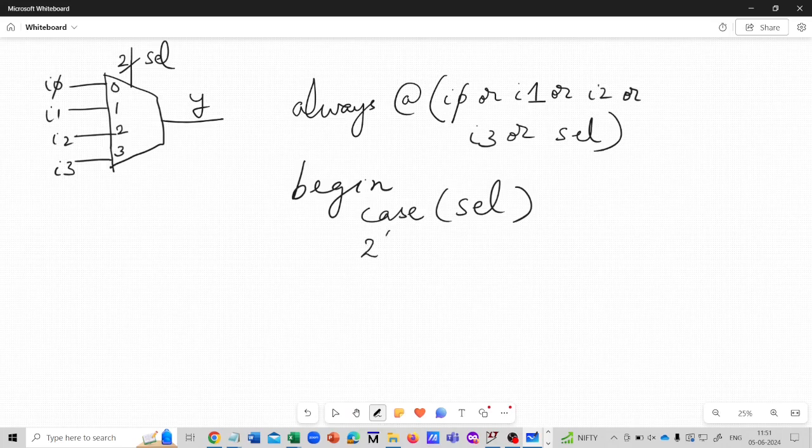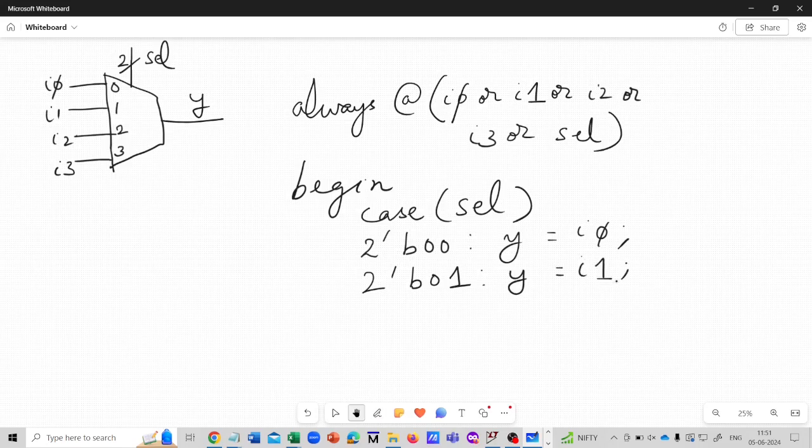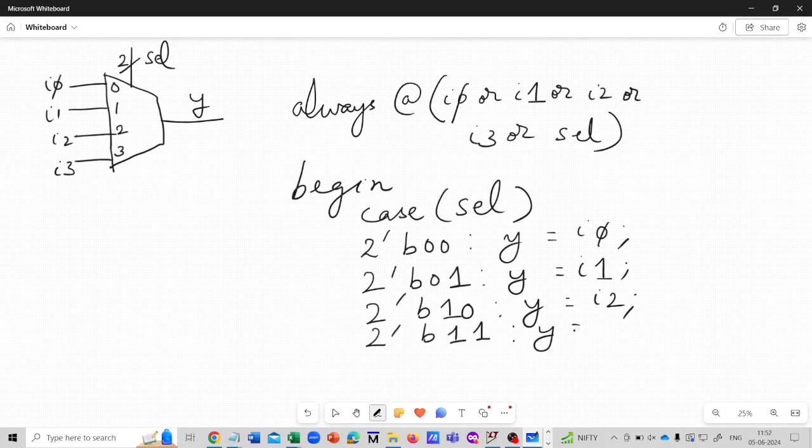So when the select line happens to be 0, you assign the output to I0. When it happens to be 1, you assign the output to I1. When the select line is 1, 0 or 2, the output is assigned to I2. And for 1, 1, the input I3 is selected for being connected to the output.